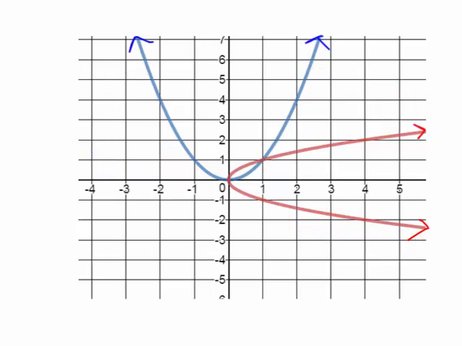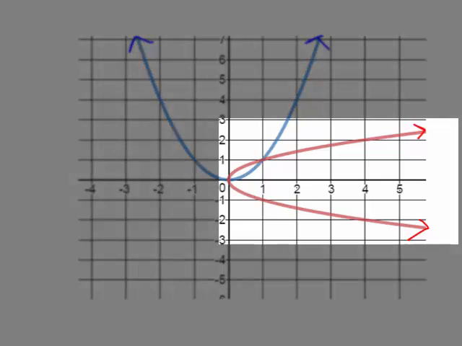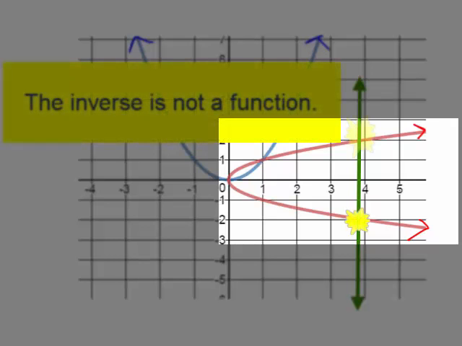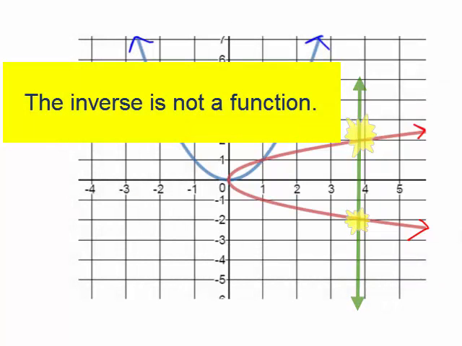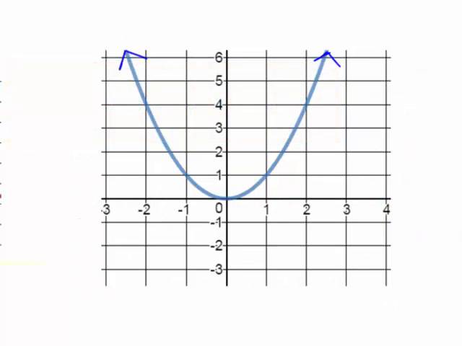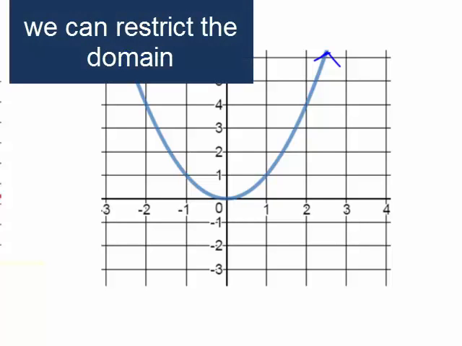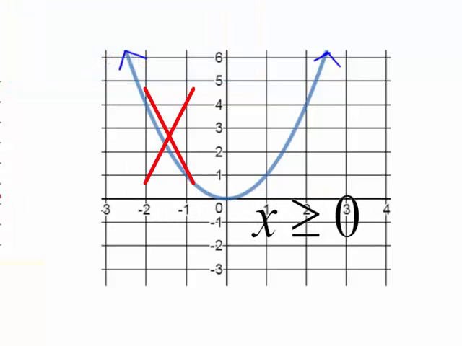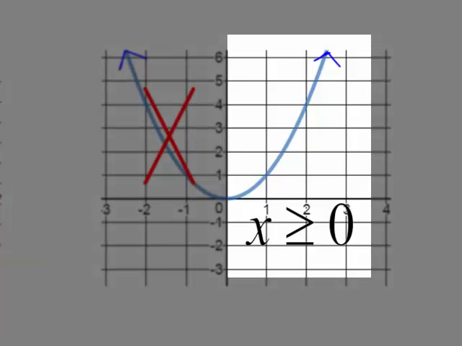Do you notice that the inverse graph of x squared is not a function? It does not pass the vertical line test. I could restrict the values of the domain on my function f of x is equal to x squared. I could say let's only use those x's that are greater than or equal to 0.